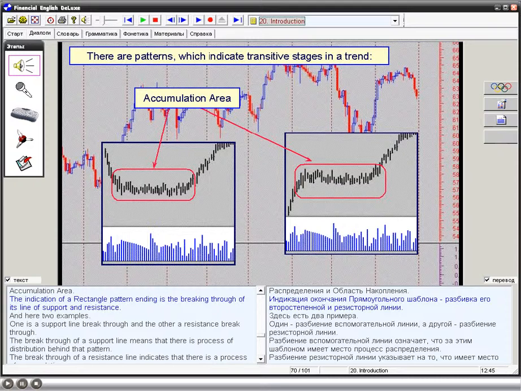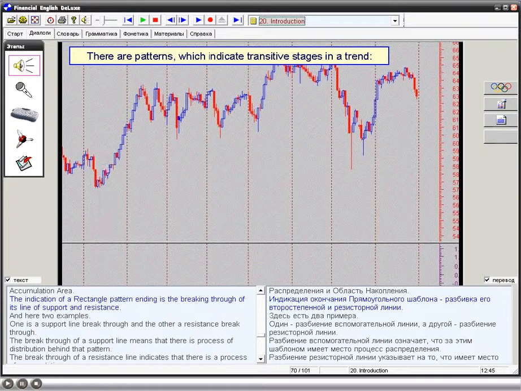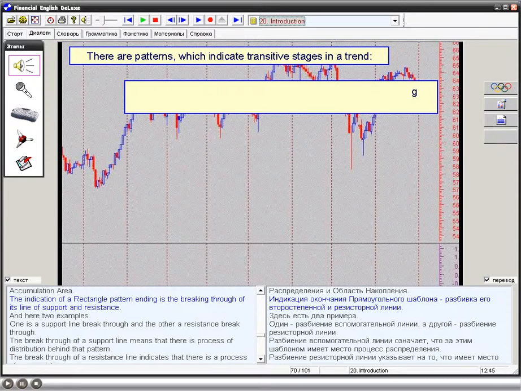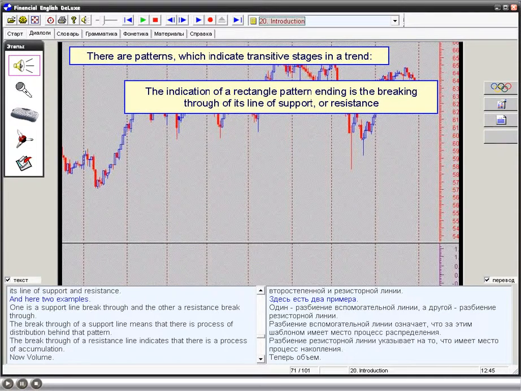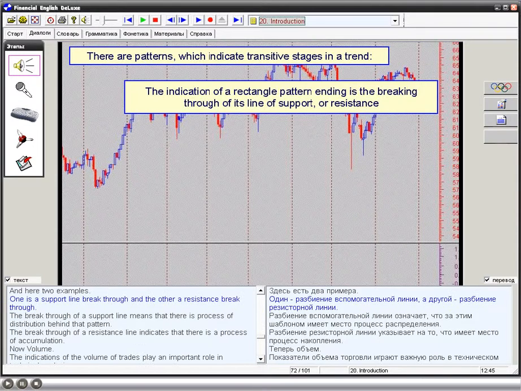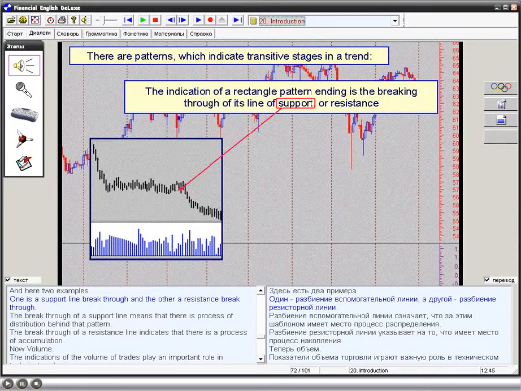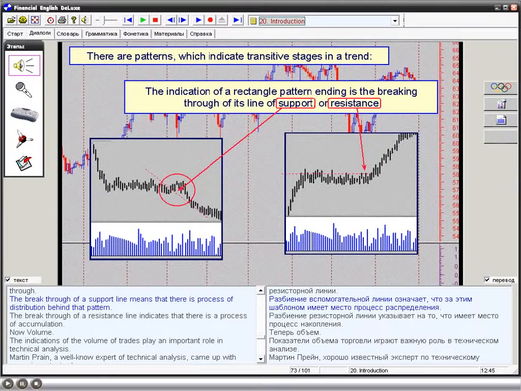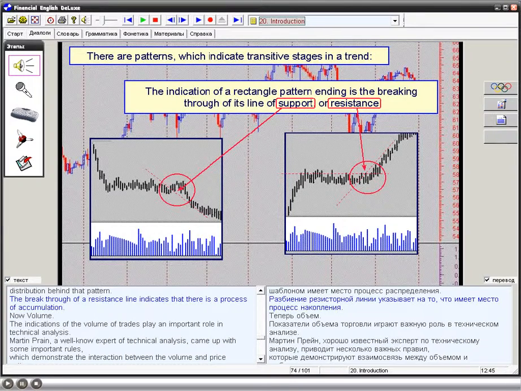The indication of a rectangle pattern ending is the breaking through of its line of support or resistance. And here are 2 examples. One is a support line breakthrough, and the other a resistance line breakthrough. The breakthrough of a support line means that there was a process of distribution behind that pattern. The breakthrough of a resistance line indicates that there was a process of accumulation.